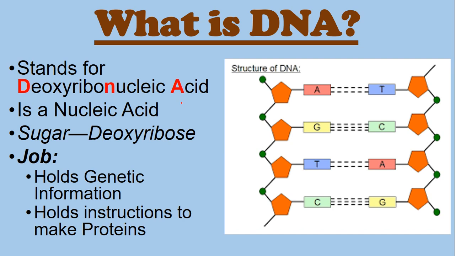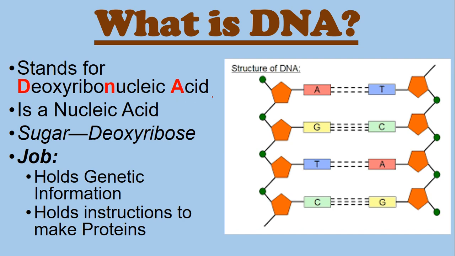The job of DNA is to hold genetic information and hold the instructions to making proteins. Very important that it has the instructions for making proteins because proteins lead to all the traits that you have. So proteins are like the reason why you have green eyes, if you have green eyes. I personally have hazel eyes.